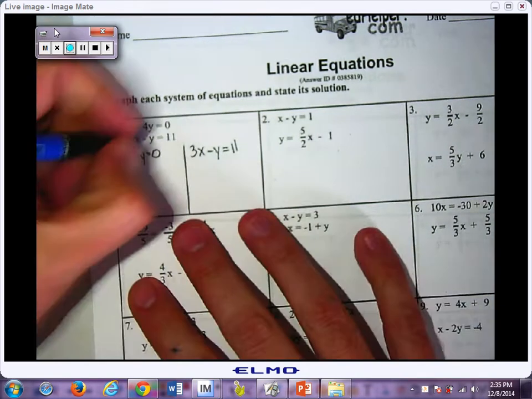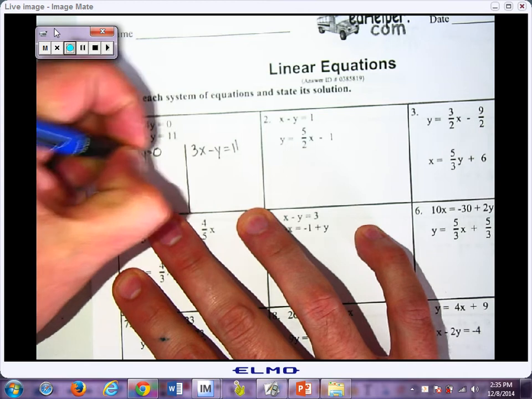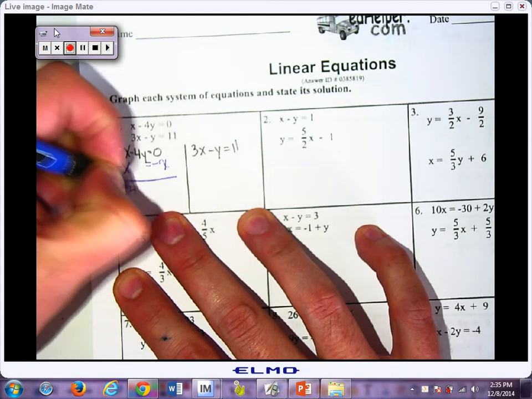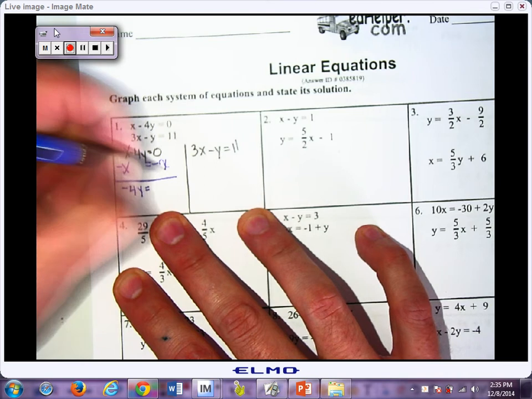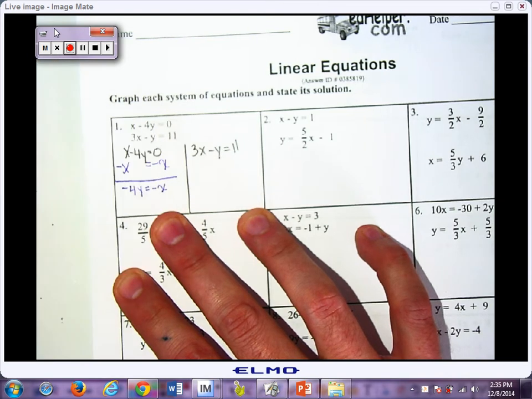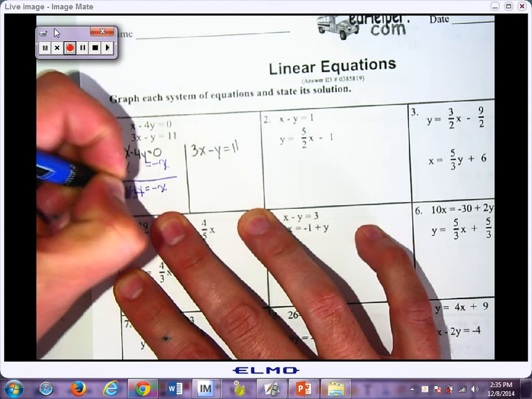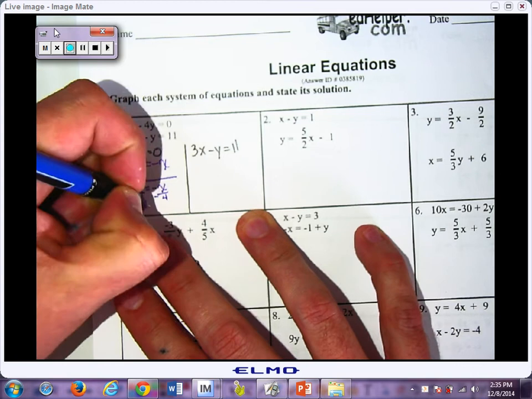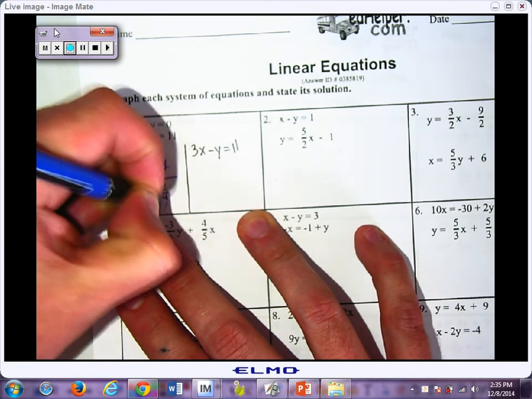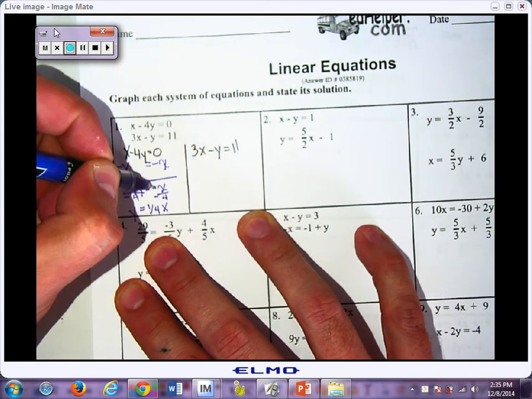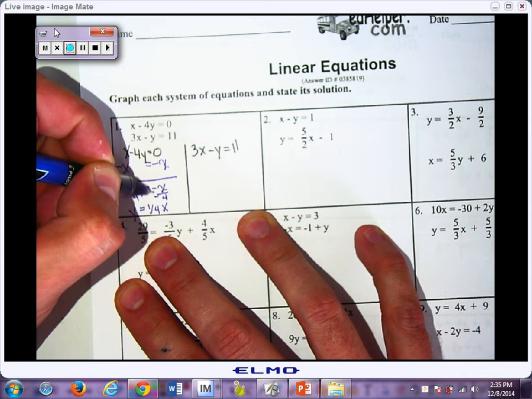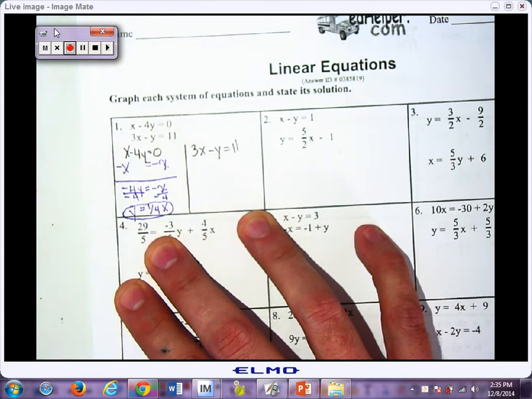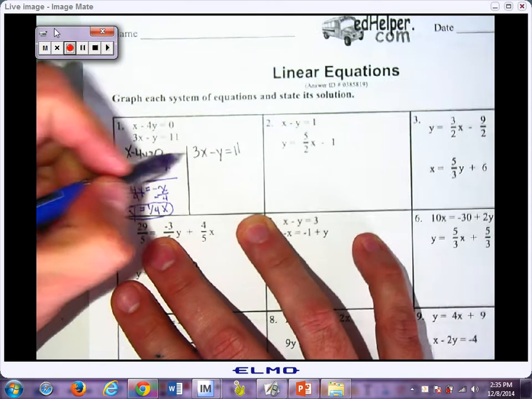So what I'll do first is subtract x from both sides. That leaves me with negative 4y equals 0 minus x, which is just minus x. Now I divide both sides by negative 4. And I now have y equals 1/4 x. Because there's a 1 here, that's 1 over 4, and negative divided by negative is a positive, so it becomes a positive 1/4 x. That's the first line.